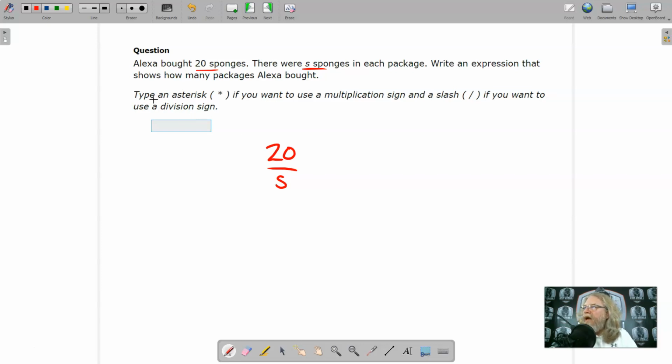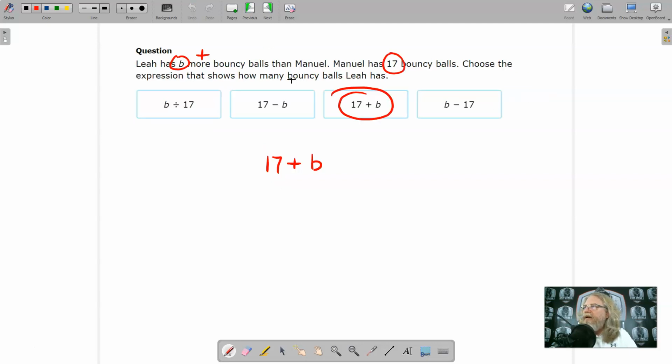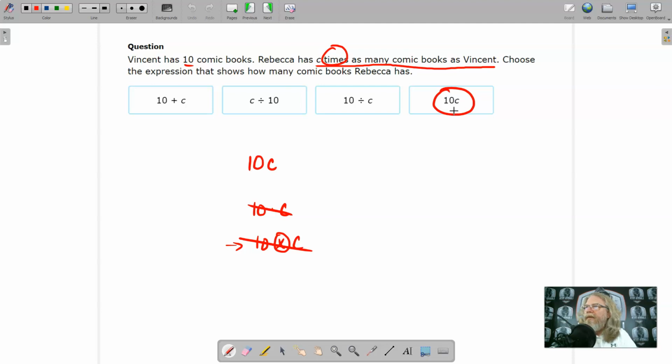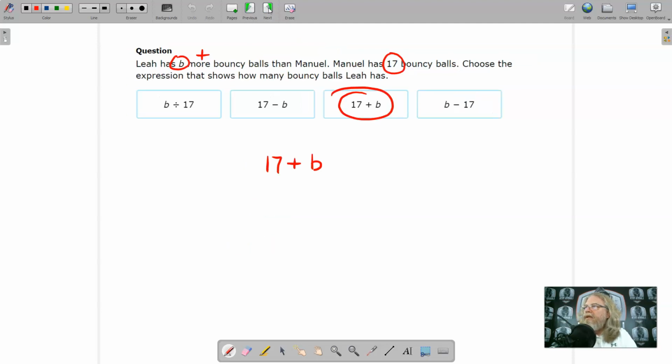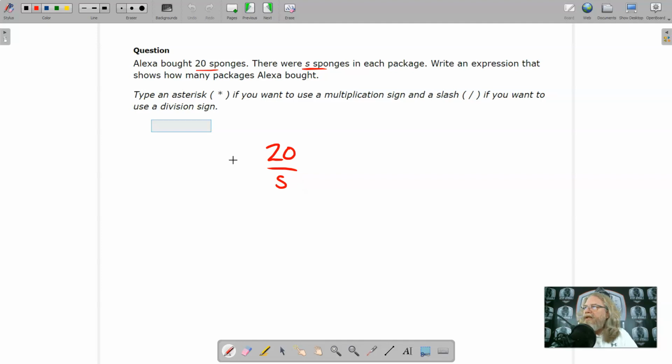So in this case, they want you to type an asterisk if you want to use a multiplication sign, and a slash if you want to use a division sign. So back here on the 10, oh, we didn't have to type it in right there. Okay, so we're good to go. So let's go ahead and go back up here. In this case, we want to use the slash for division sign, which is basically a fraction bar. So for IXL on this activity, we want to type in 2, 0, slash S. And that would give you 20 divided by S. And that indeed would be the correct answer for this particular problem.